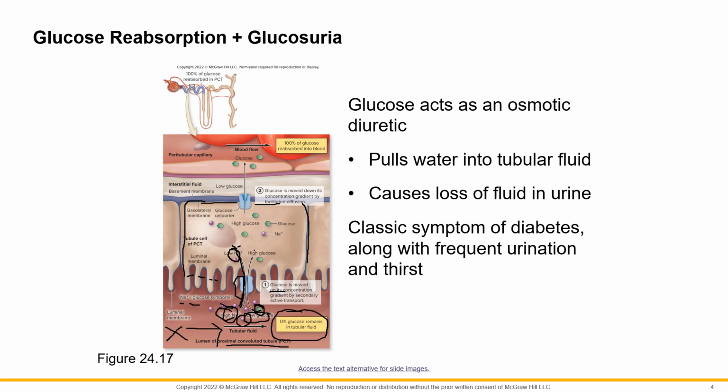Now, once inside the cell, these glucose molecules are again using a transport protein. This time, it is a glucose uniporter. Because it's going from an area of high glucose concentration to an area of low glucose concentration, it is actually being transported via facilitated diffusion. So these glucose molecules are going to go through this transport protein. They're going to end up in this interstitial fluid. Then they're going to go by diffusion into this blood capillary and back into blood. So this is how glucose is reabsorbed back into the blood.